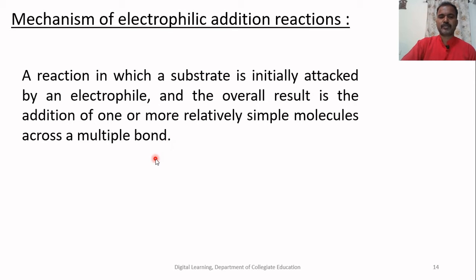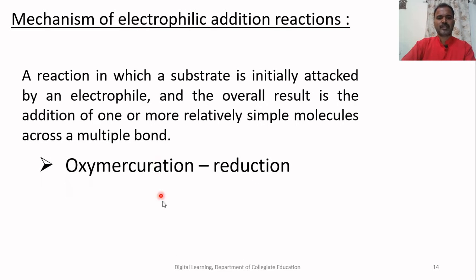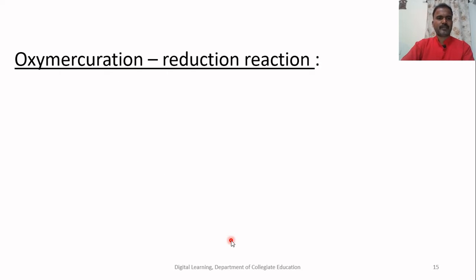The best examples for the electrophilic addition reaction are oxymercuration reduction, hydroboration oxidation and epoxidation. Now let me consider each of them in detail. The first one is the oxymercuration reduction reaction.